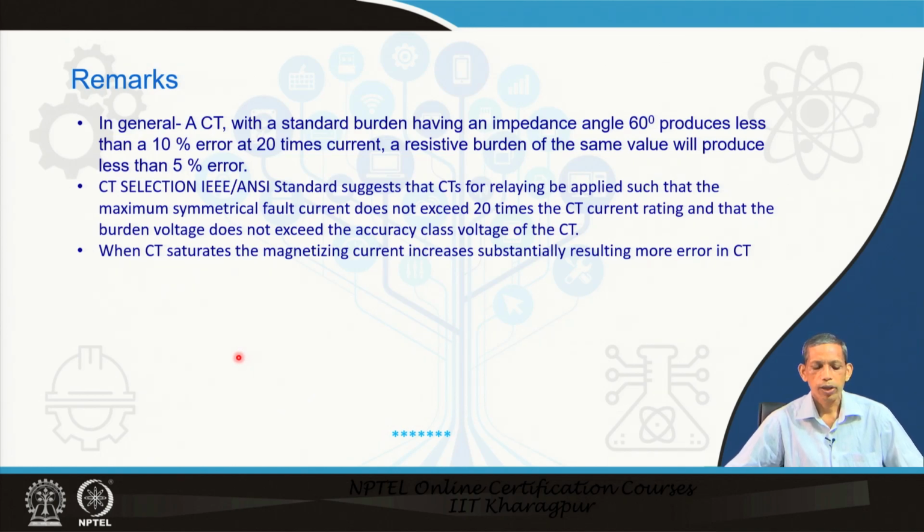CT selection in terms of IEEE standard suggests that CTs for relaying be applied such that the maximum symmetrical fault current does not exceed 20 times the CT current rating, and that the burden voltage does not exceed the accuracy class voltage of the CT. So, the preference should be that the fault current does not exceed 20 times the CT rating, and the burden should be such that the corresponding class is satisfied. When the CT saturates, the magnetizing current increases substantially, resulting in more error, as we see. So, the burden should be compatible with the requirement for the accuracy class of the CT.